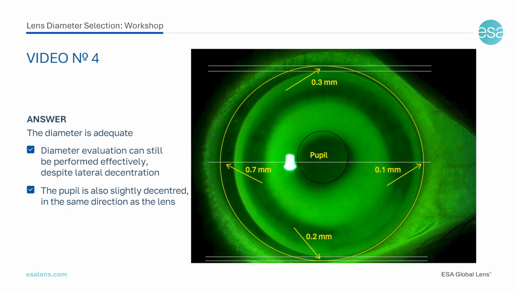It is also worth noting that an excess of fluorescein makes evaluation more difficult due to reduced image contrast, making it harder to distinguish between the limbus, the transparent part of the cornea, and the edge of the lens.